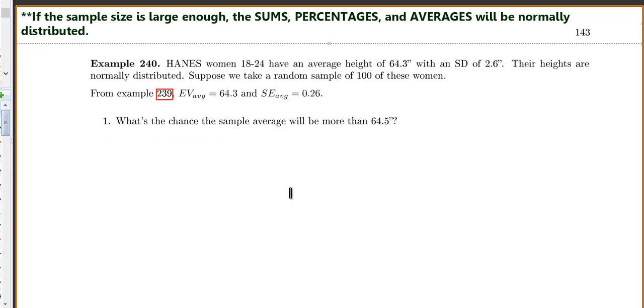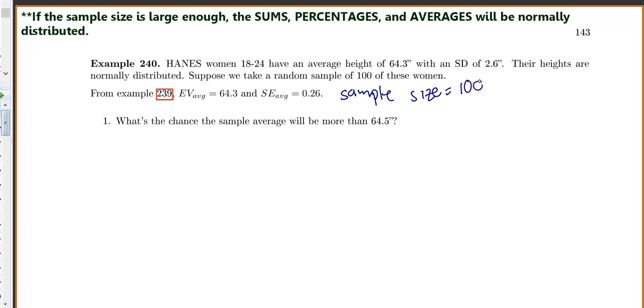Now let's try an example. In example 240, Haynes women 18 to 24 have an average height of 64.3, standard deviation 2.6. Their heights are normally distributed. Suppose we take a random sample of 100 of these women. From example 239, the last one we did, we found the expected value of the average is 64.3 and the standard error is 0.26. Let's write ourselves a note that the sample size equals 100.